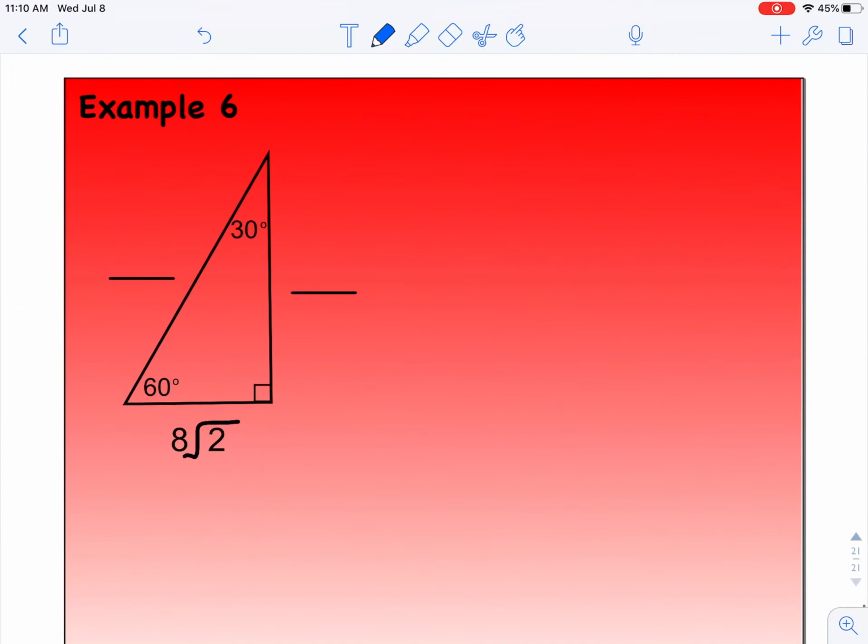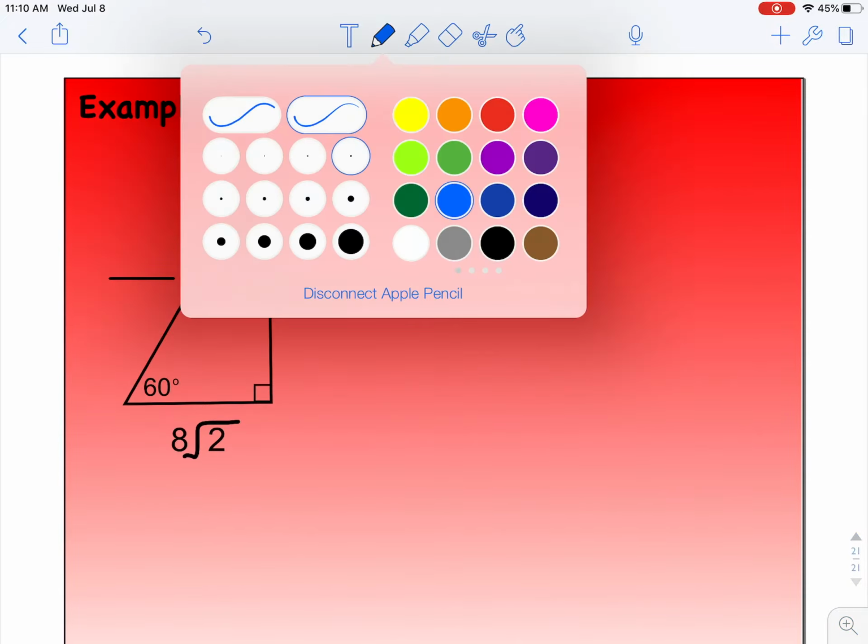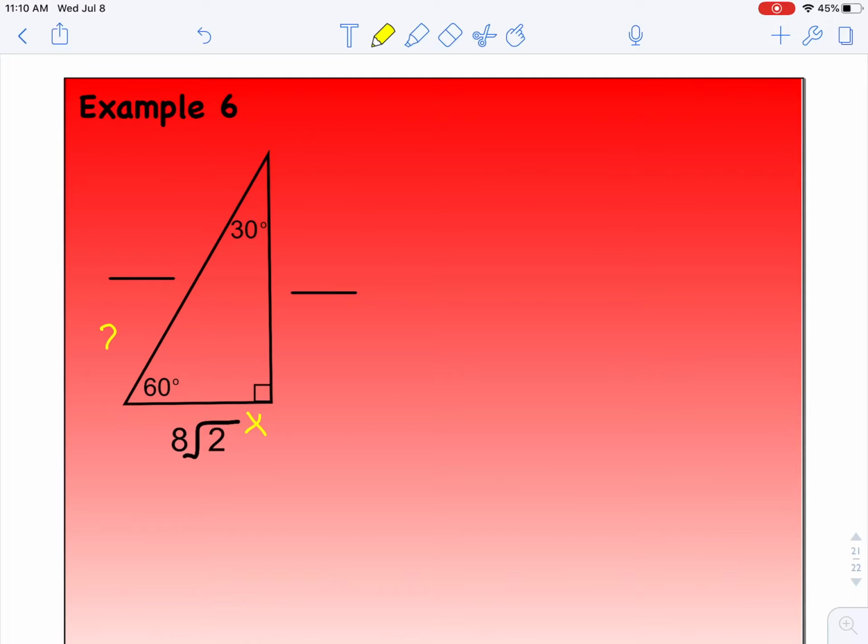Okay, one more example here. We'll let you practice on your own. So here we have, again, shorter leg, hypotenuse, longer leg. So if our x value is 8 root 2, then 2 times that would be 16 square root of 2. And if I take 8 square root of 2 and I multiply it by the square root of 3, that's going to give me 8 square root of 6.